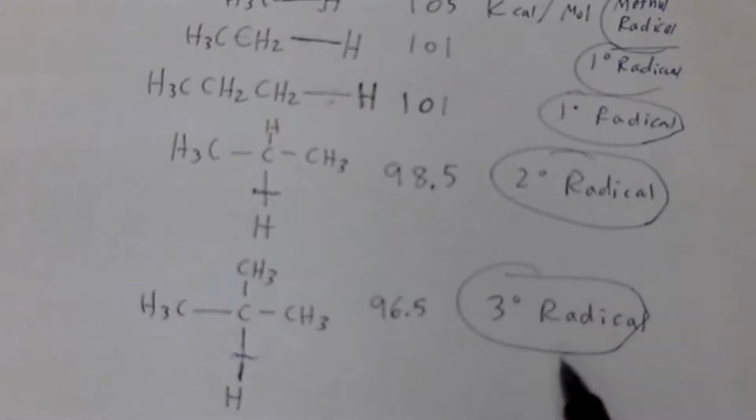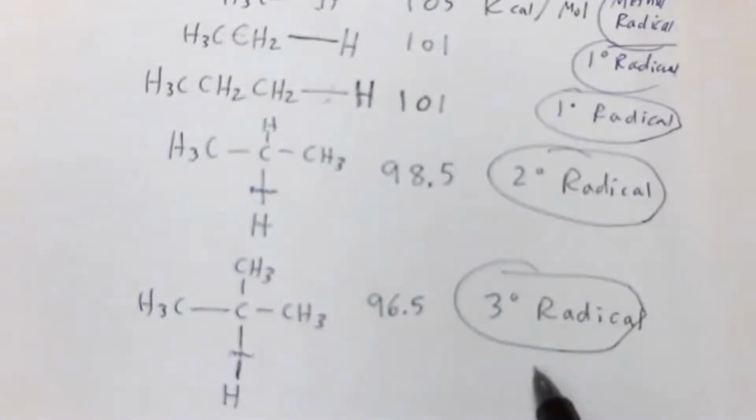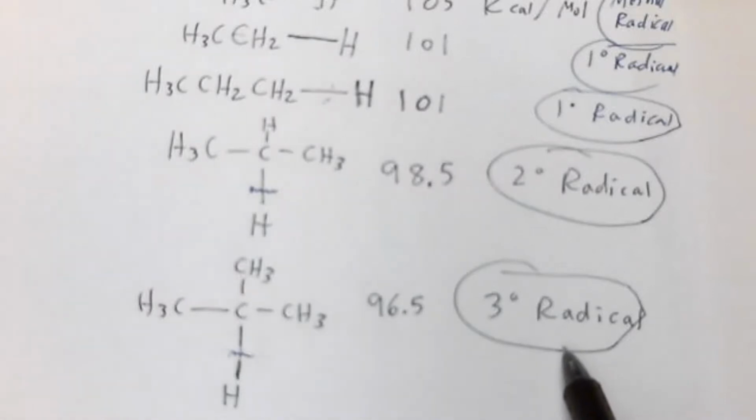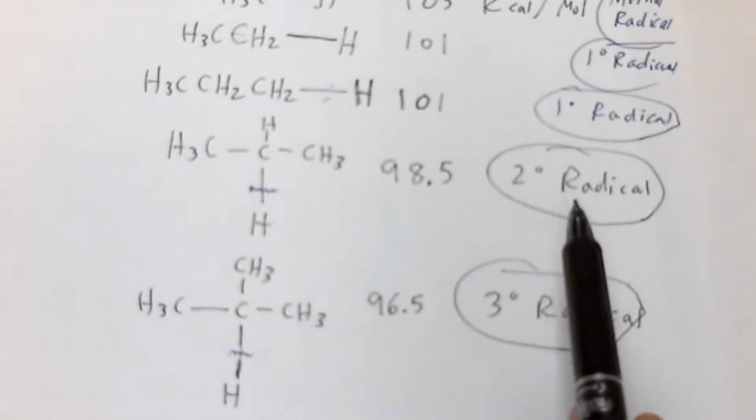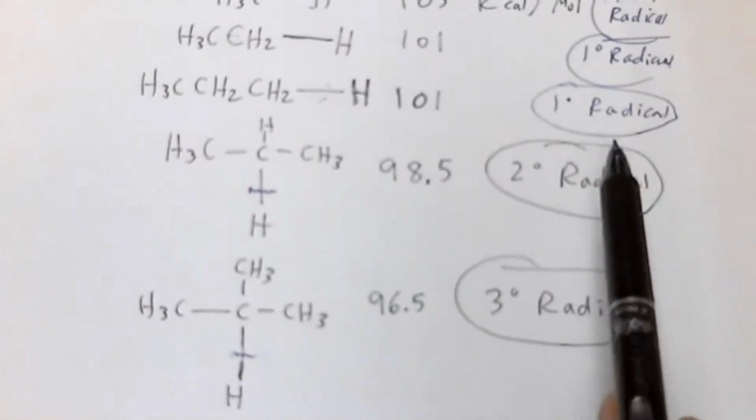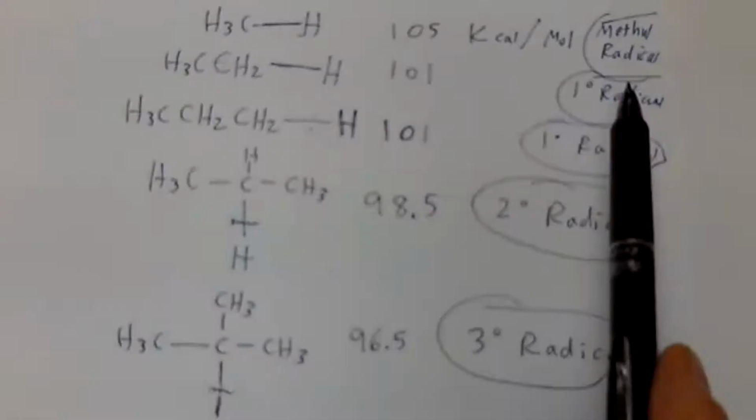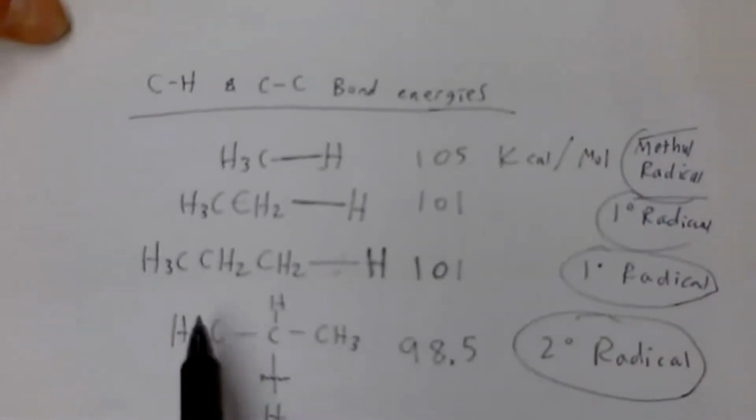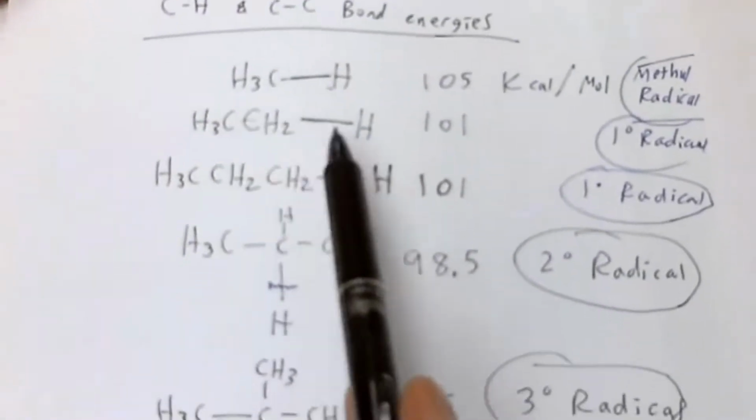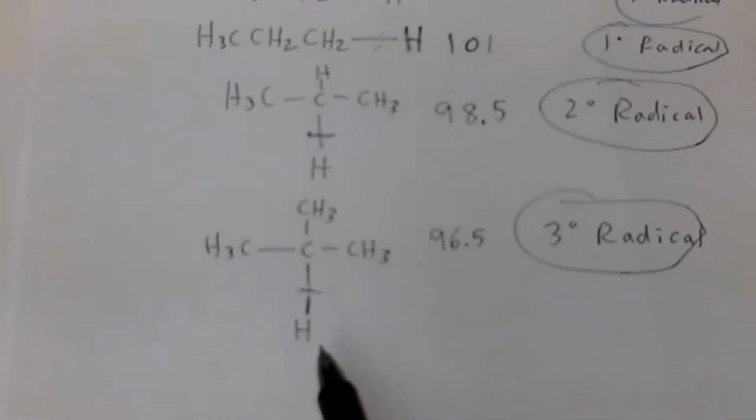So who's the happiest? Tertiary. That's going to be a theme from now till the end of the course. Tertiary is the happiest, secondary the second happiest, primary the third happiest, and methyl is the fourth happiest. All right, so these were all C-Hs, just different C-Hs.